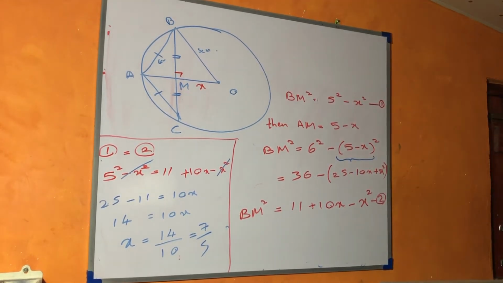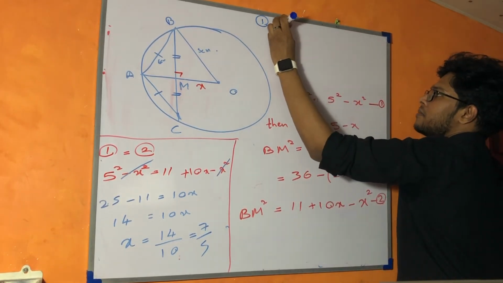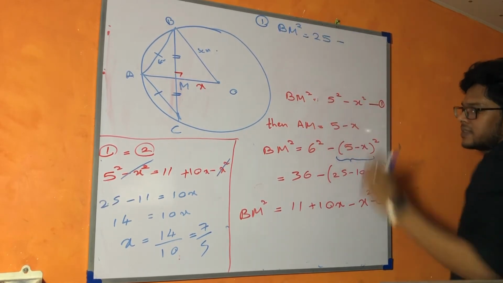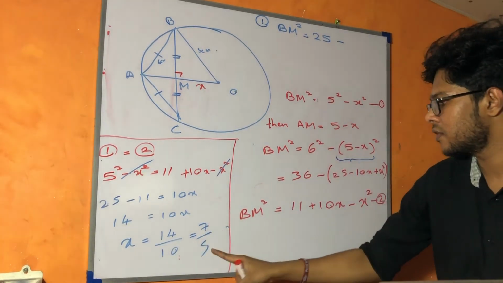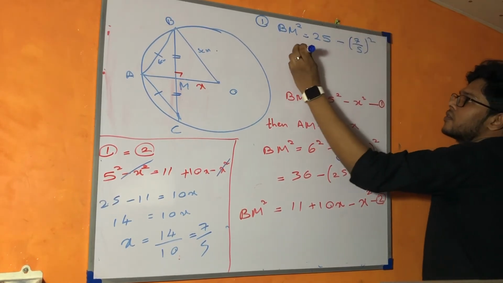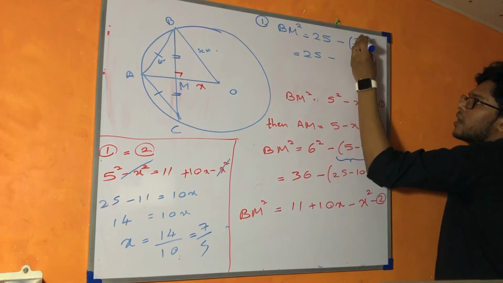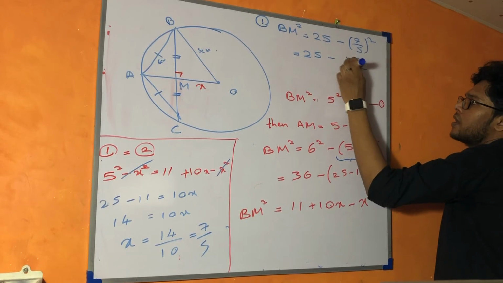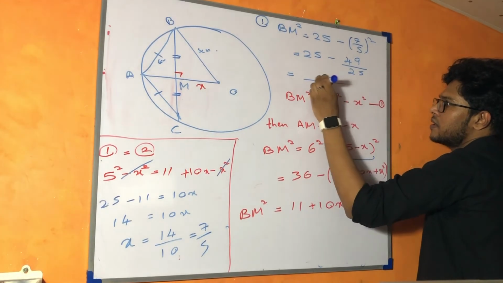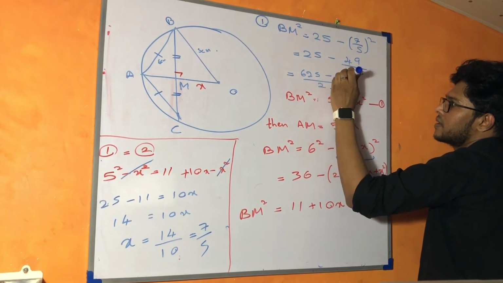Okay. So from equation 1, which is this one, I can get Bm squared equal to what? 5 squared, which is 25, minus x squared. x means 7 over 5. So 7 over 5, right, squared. So you will get 25 minus 7 squared. 7 squared is how much? 49 over 25. So you can get the common denominator, 25 into 25, 625 minus 49.